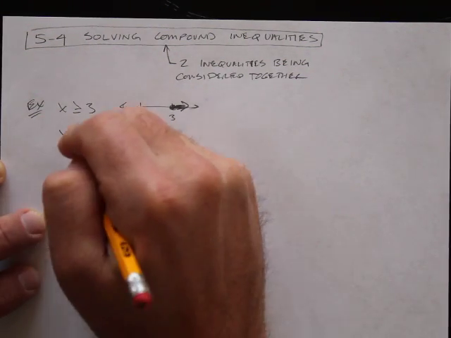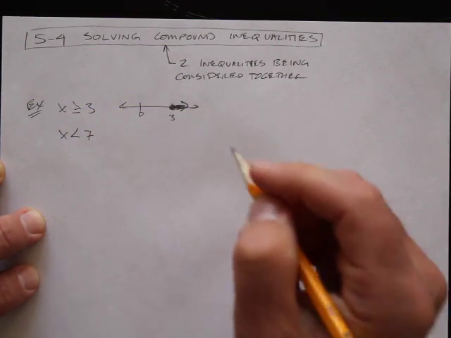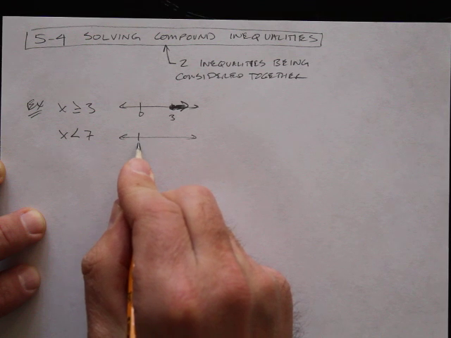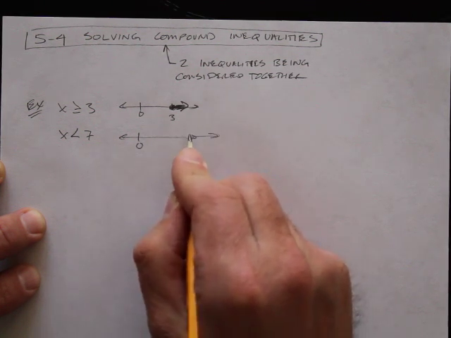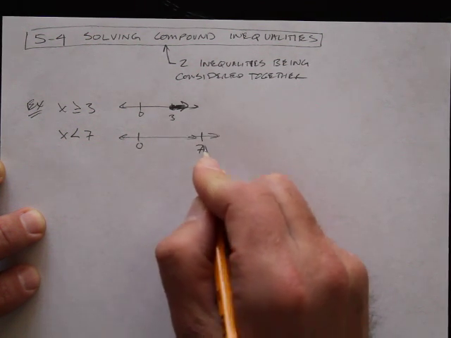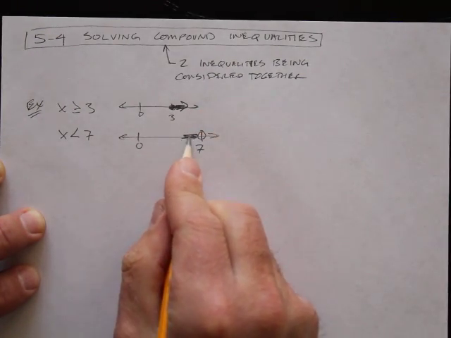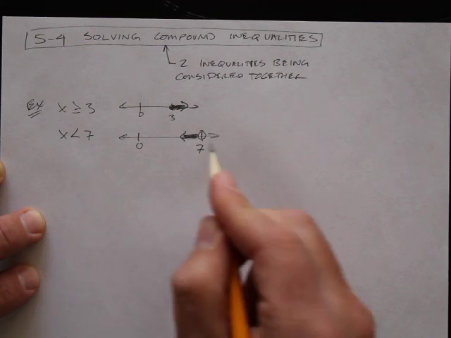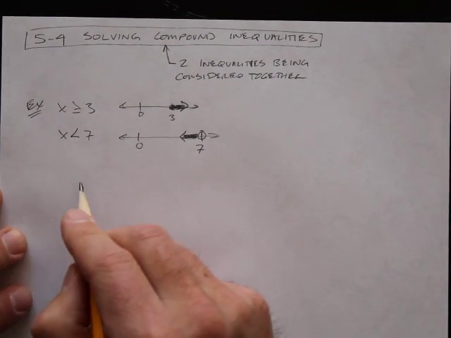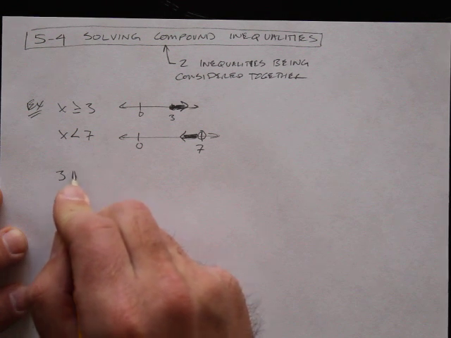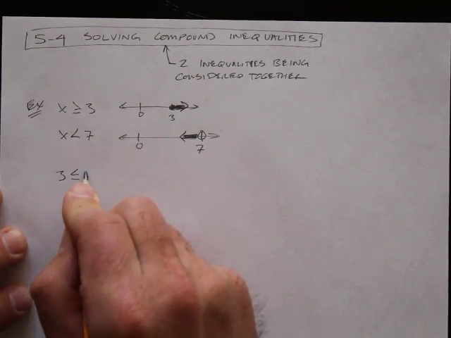Now here's another one, x is less than 7. So I might have 0, maybe I should do these similarly. So here's 7, and then I have an open circle at 7, and I shade to the left, x is less than 7. Now, I might have 3 is less than or equal to x.